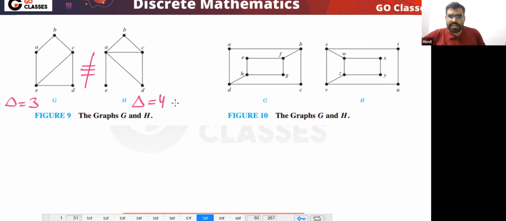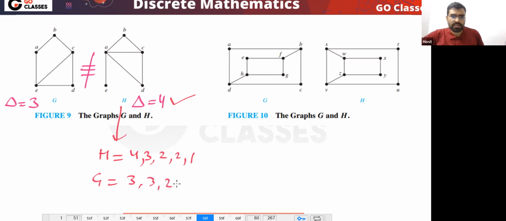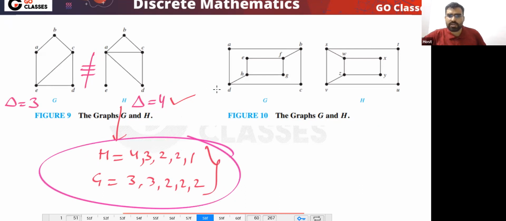Yes or no? In this H, the maximum degree is 4. Similarly, in this H, the degree sequence will be: degree 4, then degree 3, then degree 2, then degree 2, then degree 1. And what is the degree sequence of G? That is 3, 3, 2, 2, 2. So of course the degree sequence is different. Because the degree sequence is different, these are not isomorphic.